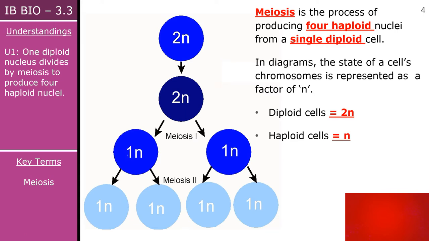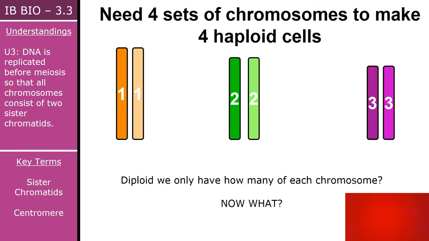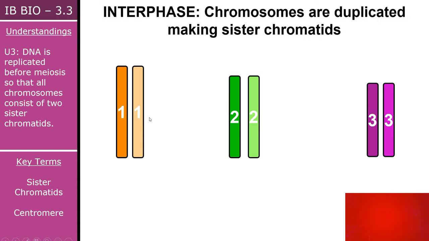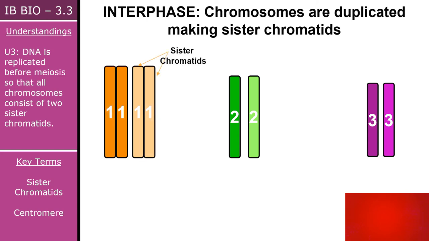So meiosis is a process of producing 4 haploid nuclei from a single diploid cell. And remember, diploid means that you have 2 versions of each chromosome, and haploid means that you only have 1. And maybe you're already detecting a little bit of a problem: diploid, as I said, we only have 2 versions of each chromosome, but we need to somehow get to 4. And to do that, what has to happen before meiosis can even take place is that the chromosomes have to replicate. So if I have, say, these 3 pairs of homologous chromosomes, each one of these is going to have to replicate. So that's going to happen for this chromosome 1.